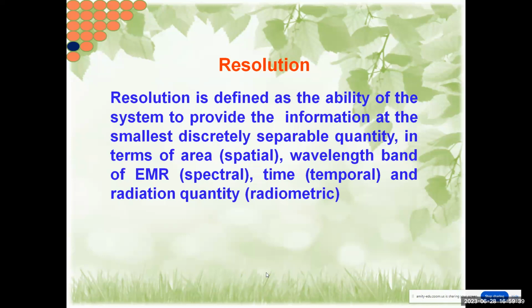In terms of the first one, the area, that is called the spatial. The second one is the wavelength band, that is called the spectral. The third one is the temporal, in terms of time, and the fourth one is the radiometric, in terms of the radiation quantity.